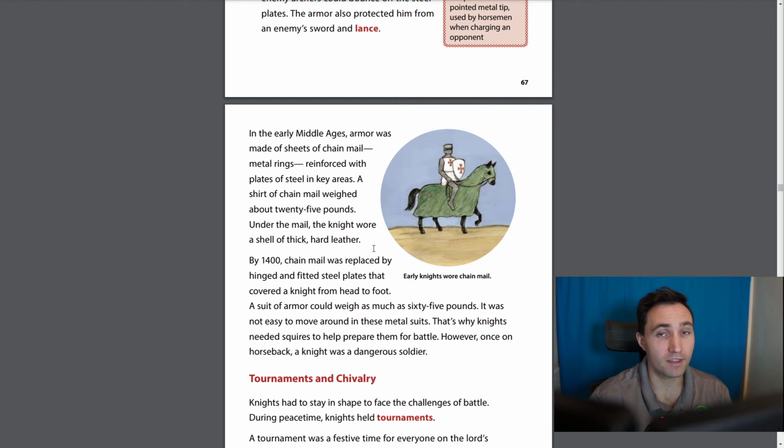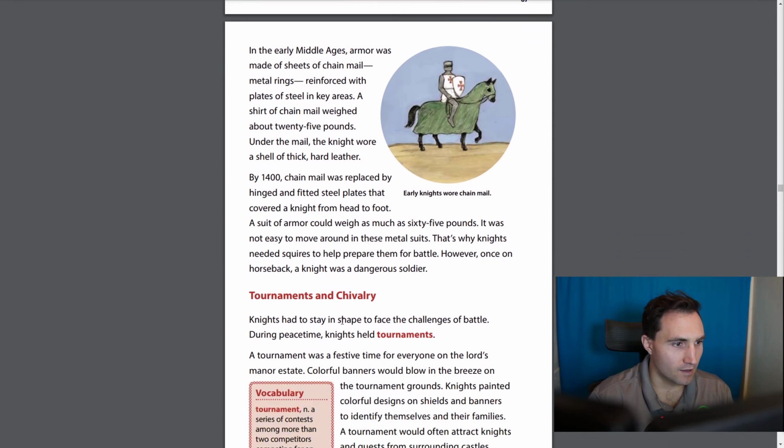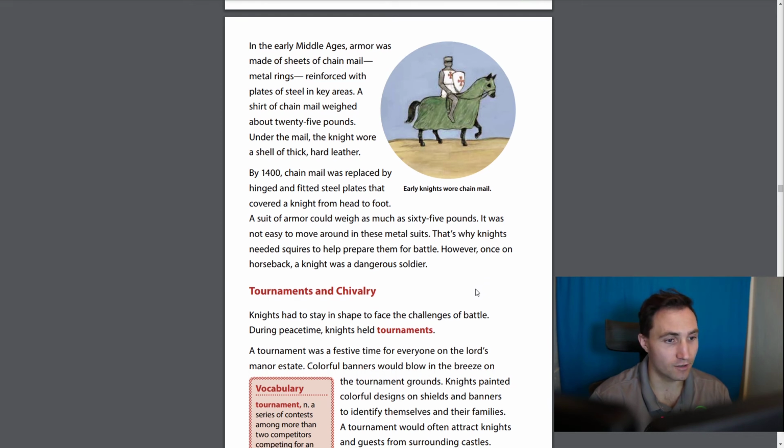I think about chainmail, I think about the chainmail that Frodo wore in Lord of the Rings. Couldn't pierce that chainmail. So by 1400, chainmail was replaced by hinged and fitted steel plates that covered a knight from head to toe. A suit of armor could weigh as much as 65 pounds. It was not easy to move around in these metal suits. That's why knights needed squires to help prepare them for battle. However, once on horseback, a knight was a dangerous soldier.